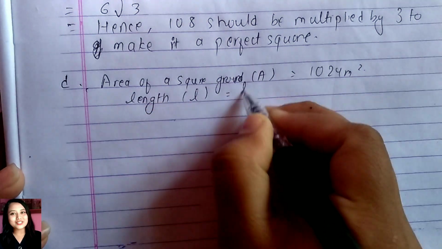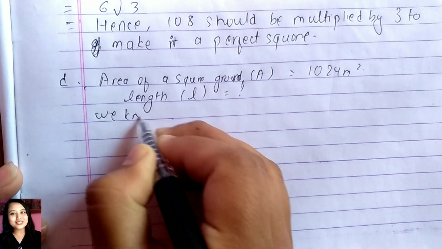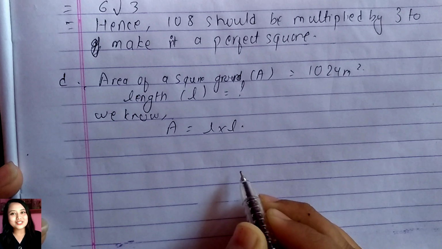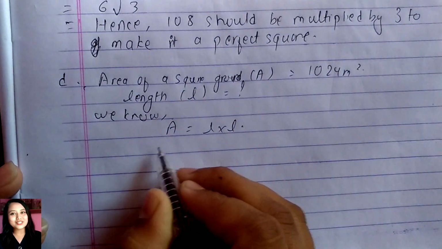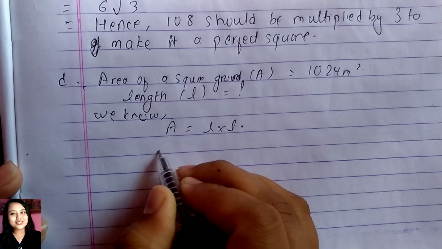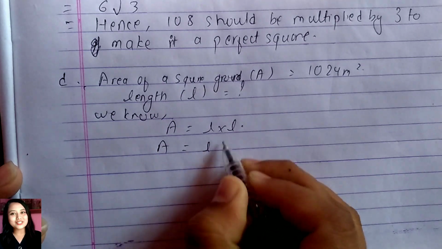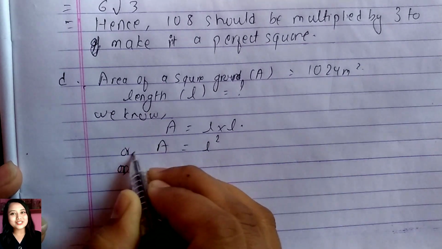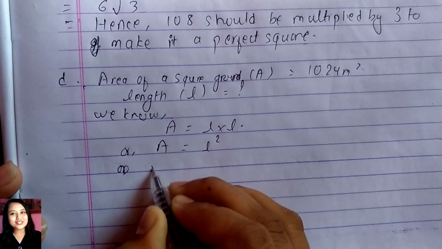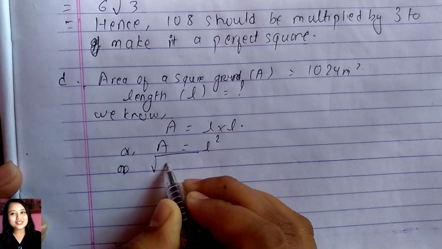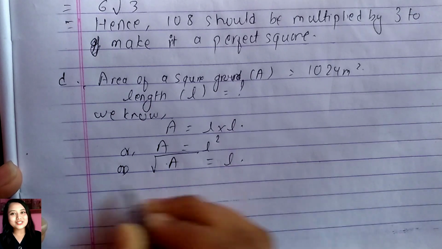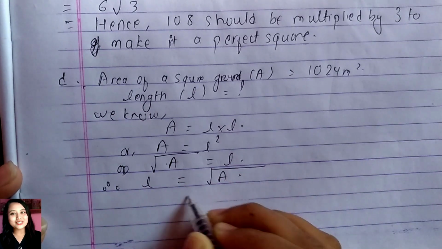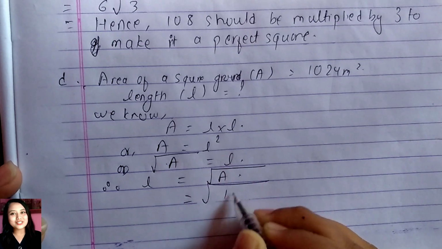L equals what? We know A equals L into L. We know that this is the formula that we have learned. So A equals L square. L into L means L square. Now what happens? When this square goes to the other side, it will become square root. So L equals root under A. And root under A means root of 1024.